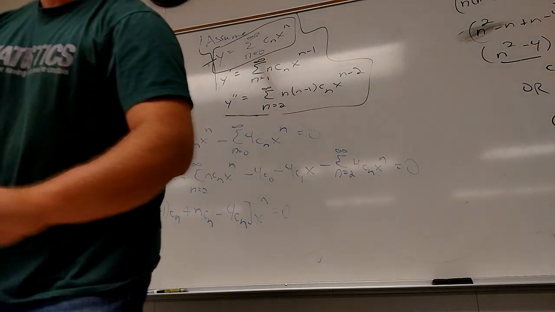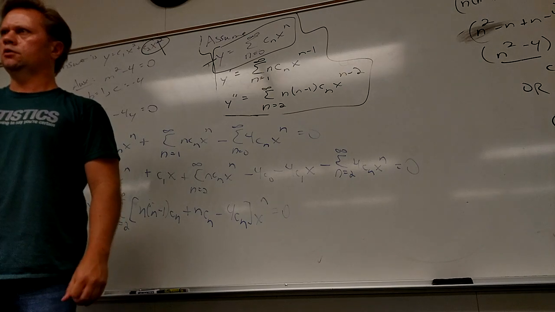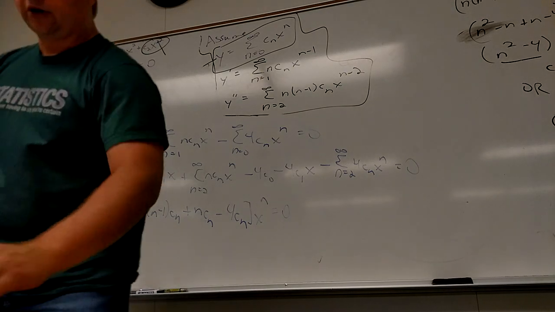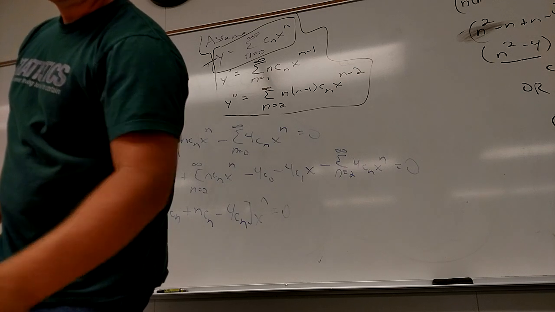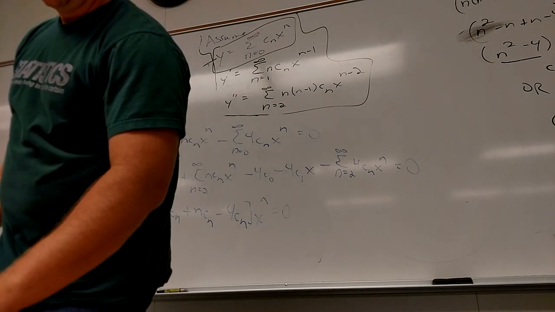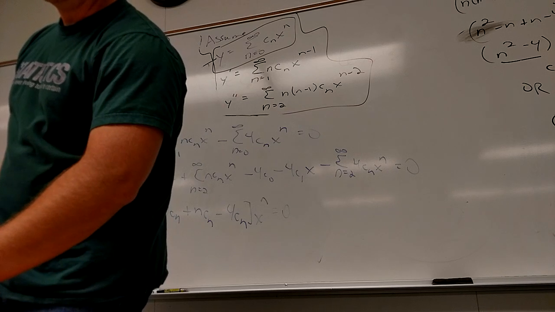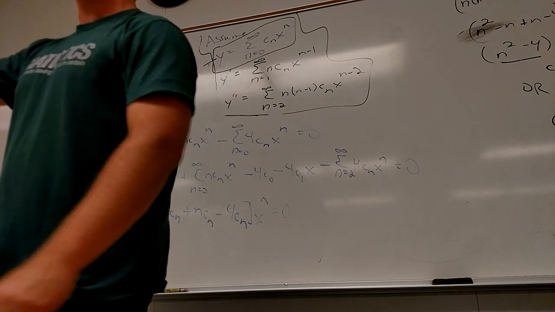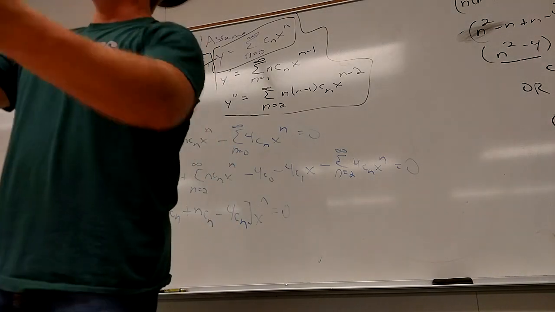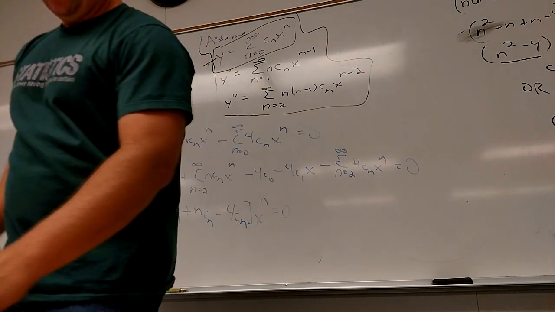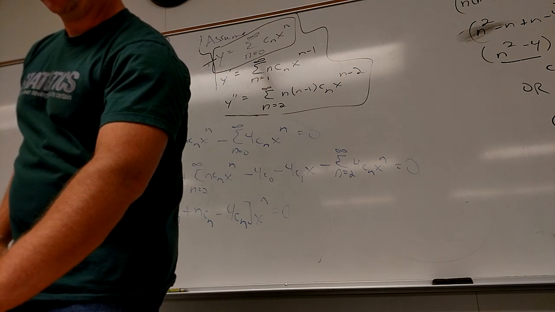Is that cool for 6.2? Do you guys want to see anything else from 6.2? I want to point out that in the instructions for problems 3 through 6, they say compare the series solutions with the solutions of the differential equations obtained using the methods of 4.3, right? Because all of those are constant coefficients. Try to explain the difference between the two forms of the solutions.